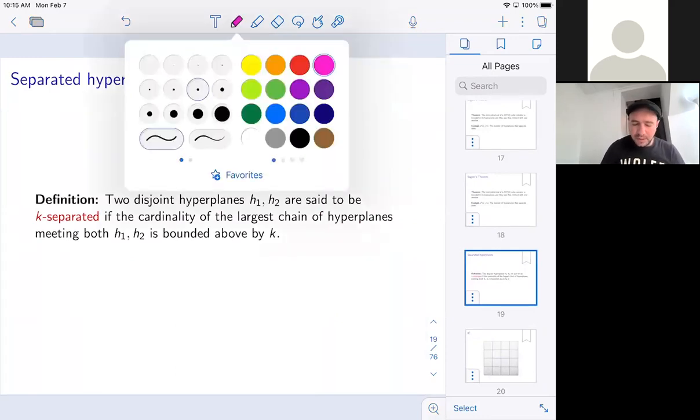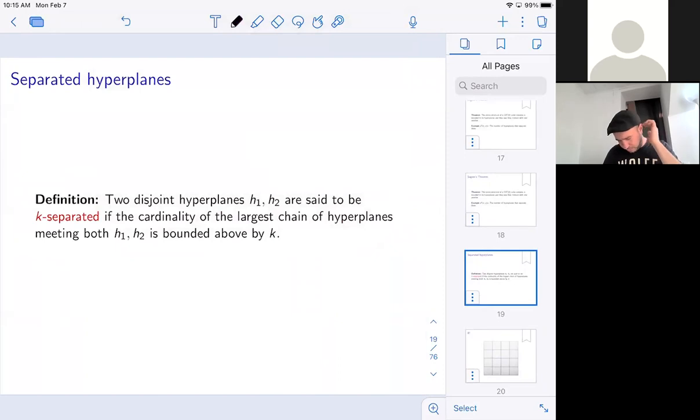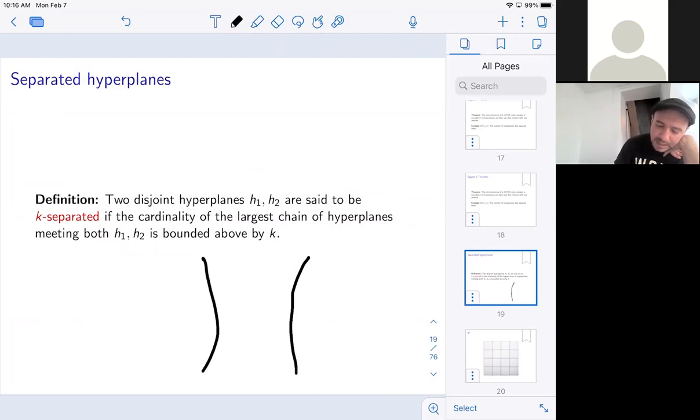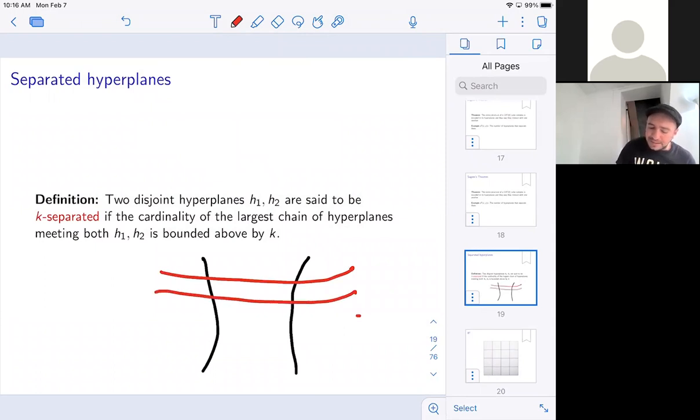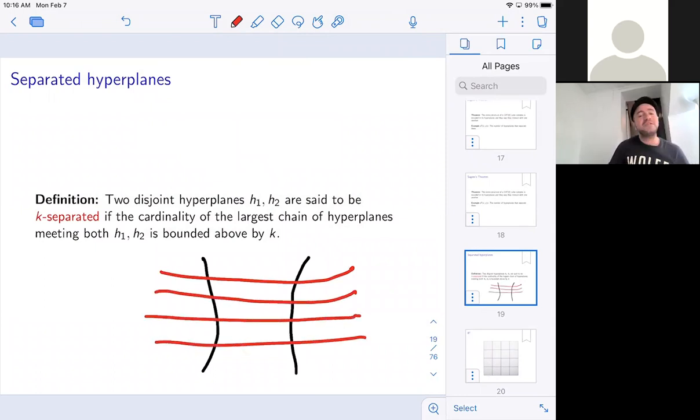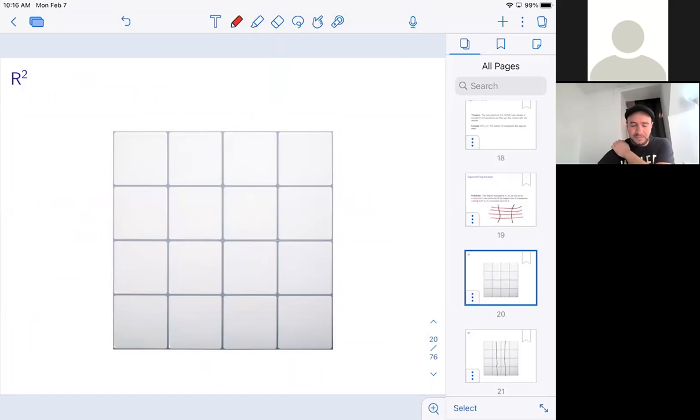Okay, so let's look at the following definition, and this definition will be useful for us. It'll come up often. 2 hyperplanes are said to be k-separated. So I hand you 2 hyperplanes, and we're going to say that these 2 hyperplanes are k-separated if the largest chain of hyperplanes meeting them both has cardinality k. So if you look at the hyperplanes meeting both, and you look at the largest chain you can form by hyperplanes meeting both, that has to have cardinality at most k. It's best to look at examples. So let's see some examples.